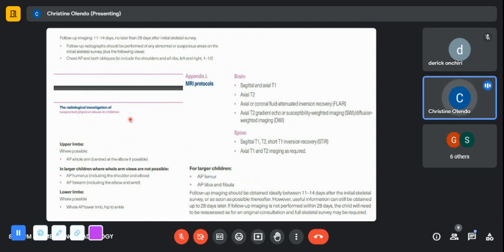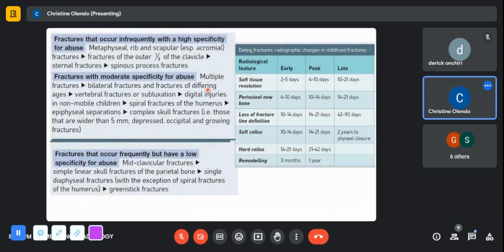And then upper limbs, you do for the whole arm. This is basically the same thing that I just mentioned. That's for follow-up. And then for the brain, for MRI, you do sagittal and axial T1, axial T2, and axial-coronal FLAIR, axial T2 or SWI and/or PWI. For the spine, sagittal T1, T2 with a star, and axial T1 and T2 images as well.